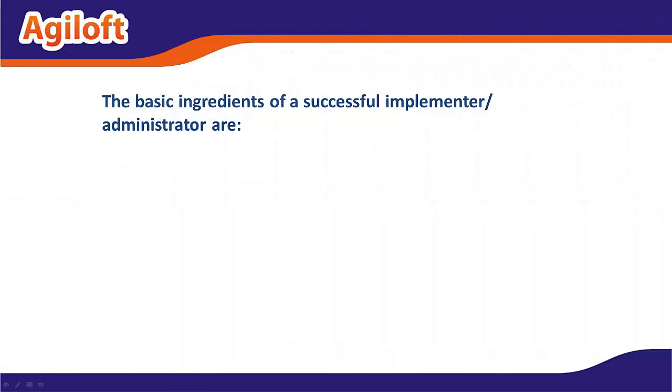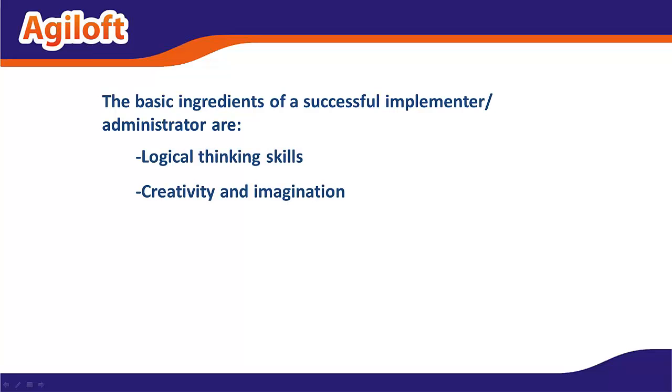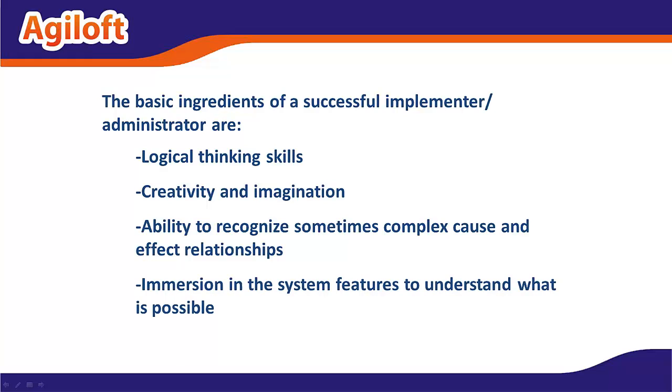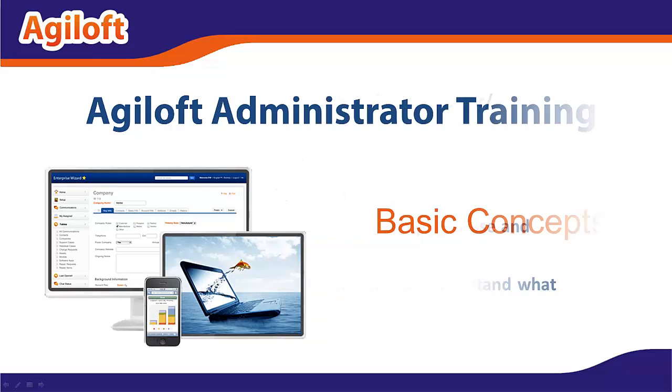The basic ingredients of a successful implementer or administrator are logical thinking skills, creativity and imagination, the ability to recognize sometimes complex cause and effect relationships, and immersion in the system features so that you can understand what is possible and the best way to accomplish it.